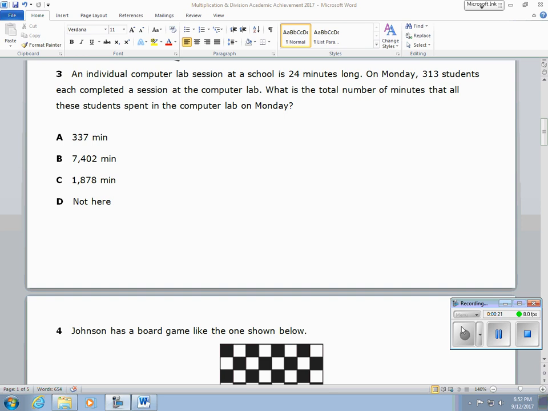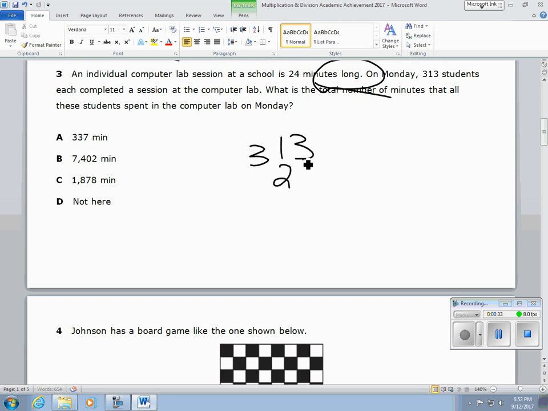So it very clearly tells you that they want a total. Anytime you see a total, it's always going to be either multiplication or adding to come up with a total amount of everything. So we know that we have 313, and we know that each kid did 24 minutes. So in order to get a total, you would definitely have to multiply the entire amount.